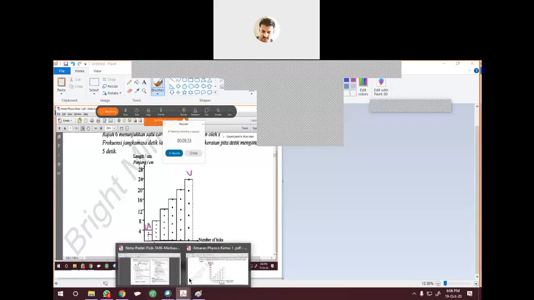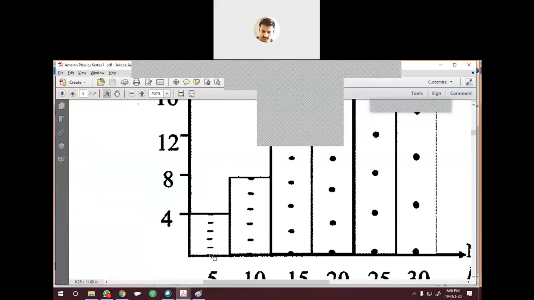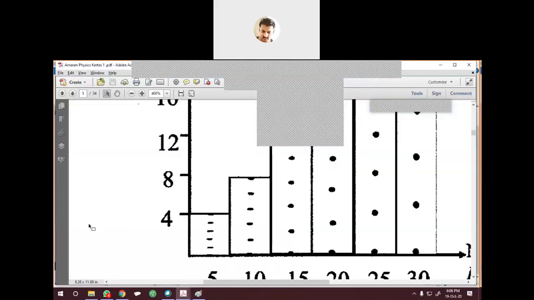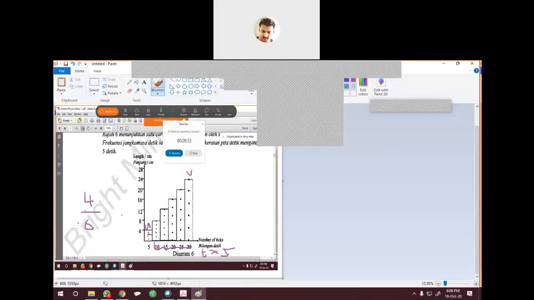Always remember, calculate the u using the length of this. The length displacement they give you is 4. The number of ticks, looking at this diagram, is 1, 2, 3, 4, 5. So 5 times 0.02 will give you 0.1, correct? So it's 4 centimeter divided by 0.1. Oh, sorry, just testing you. 0.02 times 5 will give you the time for u.